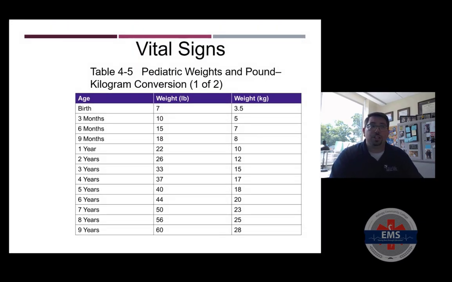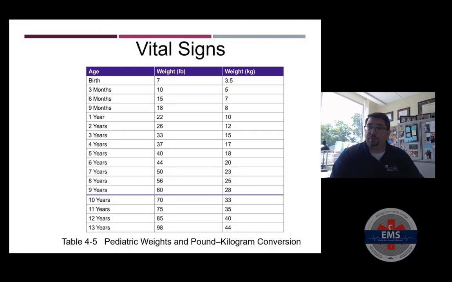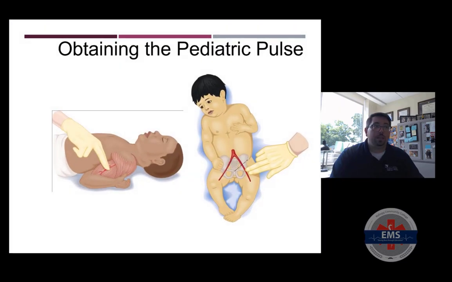Vital signs, again, another conversion chart you can see here. This is for pounds to kilograms. Mostly we'll use our Broselow tape or the mimetic tape to determine weight, and then again use that mimetic card as a reference guide. Same thing with vital signs, you can find those in the mimetics as well.